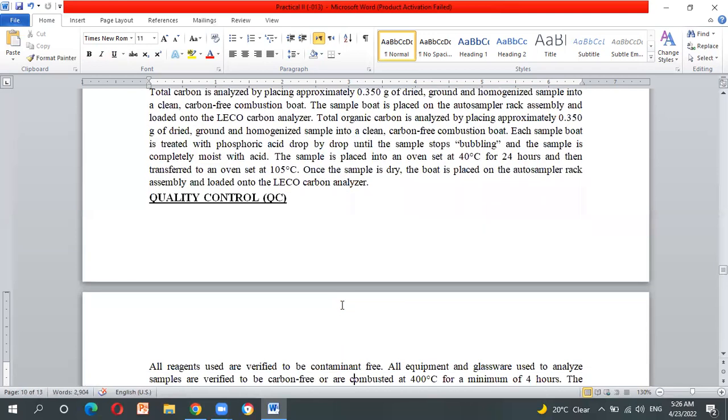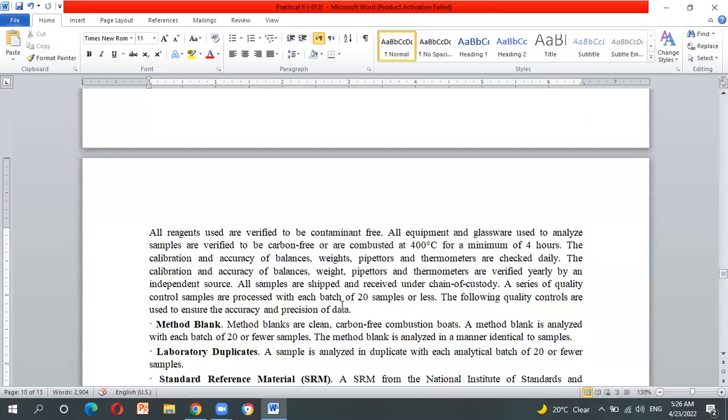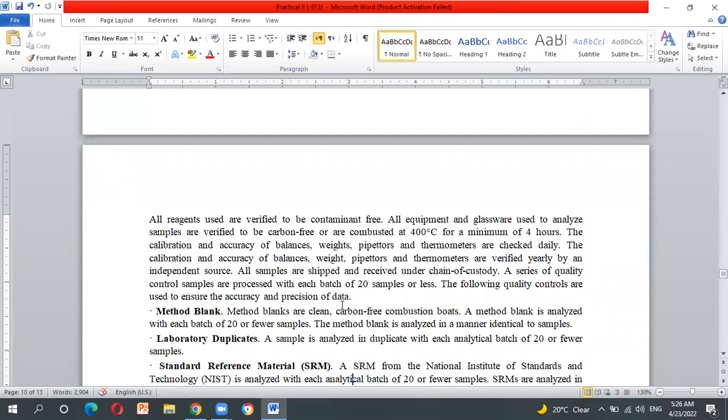Quality control. All reagents used are verified to be contaminant free, and all equipment and glassware used to analyze samples are verified to be carbon free or combusted at 400 degrees Celsius for a minimum of 4 hours. The calibration and accuracy of balances, weights, pipetters, and thermometers are checked daily, and verified yearly by an independent source. All samples are shipped and received under chain of custody.